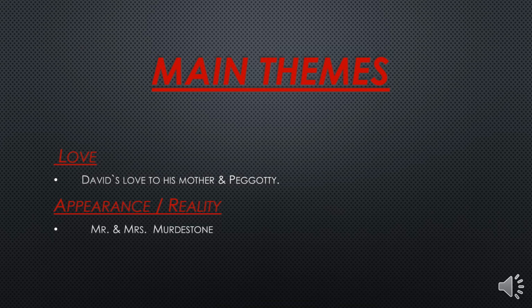Now we will discuss the main themes in these chapters. Number 1, love. We'll talk about David's love for his mother and for Peggotty. As we know, David's father died before he was born. He loved his mother greatly. He was jealous of anyone who tried to share her emotions. He was deprived of his mother's love twice. When his mother got married to Mr. Murdstone, who treated David badly and convinced his mother that he was a bad boy who needed discipline, David was sent to a boarding school where he was humiliated and mistreated. He even couldn't see his mother before she died.